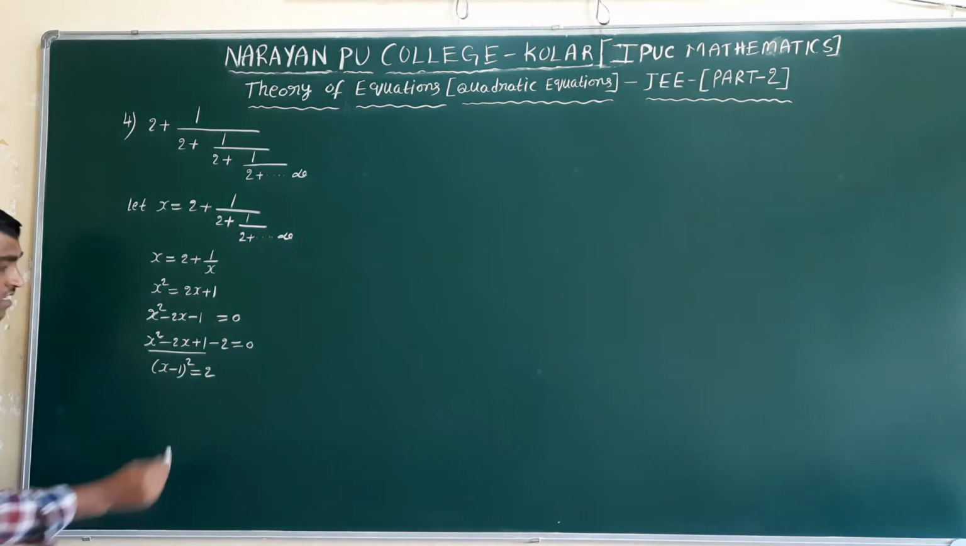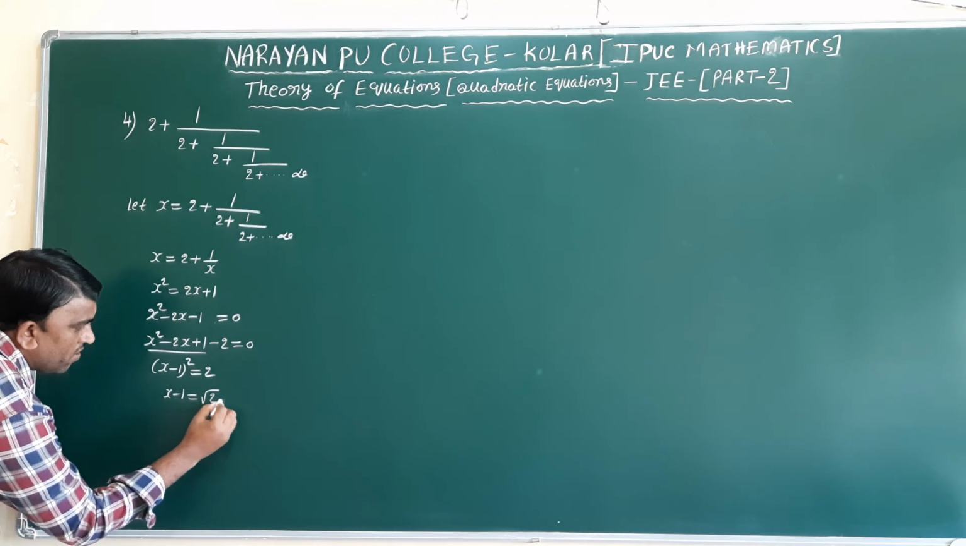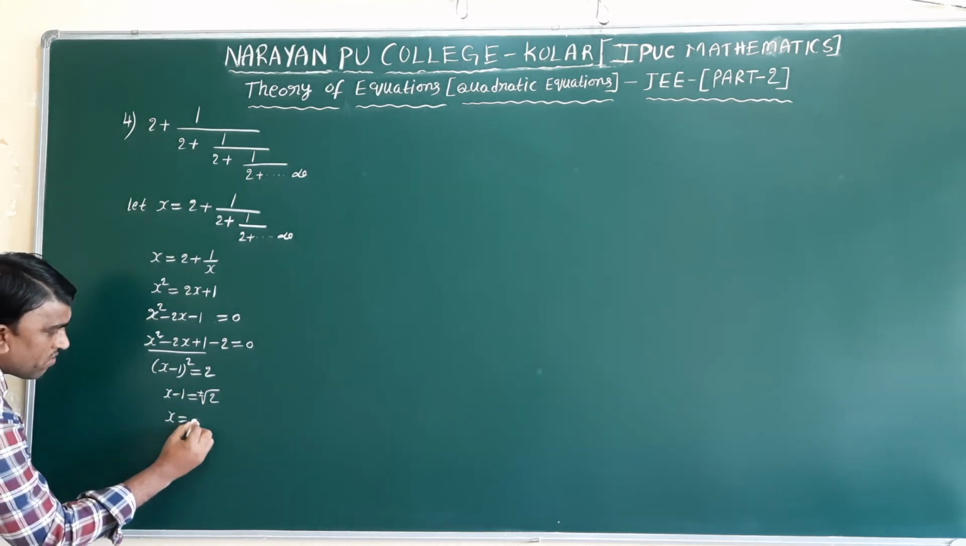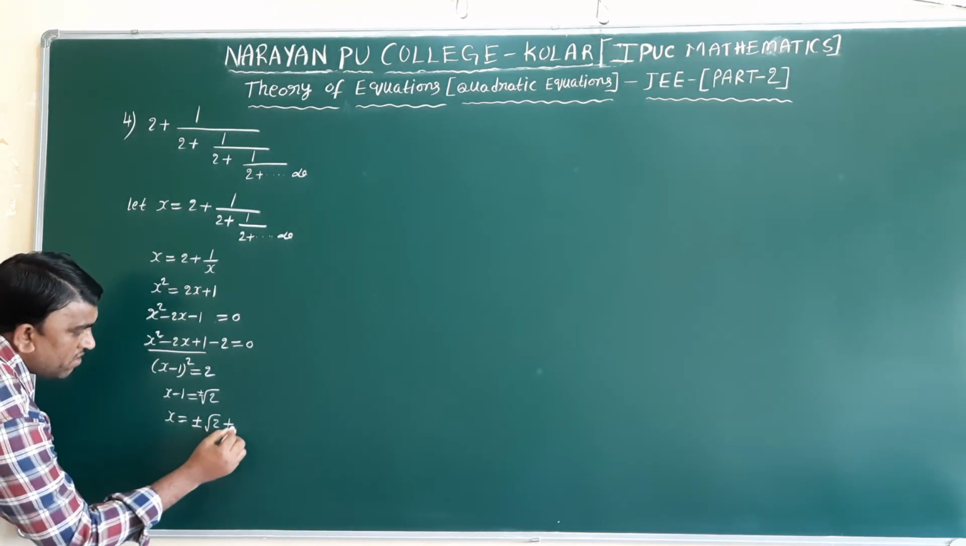Minus 2 will go to the right side. Take the square root on both sides. x minus 1 equals root 2, plus or minus root 2 will come actually. x equals plus or minus root 2, sorry, minus 1 send that side, plus 1.